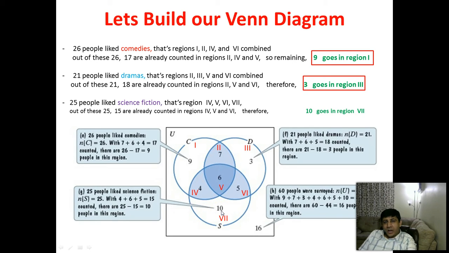Now let's also talk about the last region. This region is those people surveyed who do not like any of these 3 categories. How do we find this 16? We know that the total was 60. So we sum all the regions in the circles and take the difference. All of these come out to be 44, so 60 minus 44 is 16 people. They go in this region.